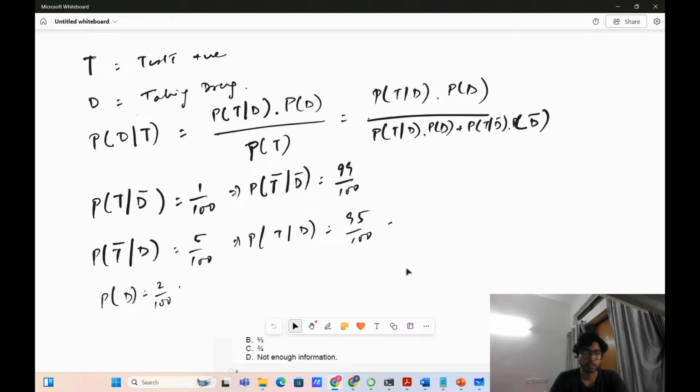As I said, practice this and see how it's happening. Again, you see that we have P of D bar over here. So again, P of D bar would be basically 98 by 100. Everything will be given in the questions, all those probabilities, and you just have to calculate this. Anything else?